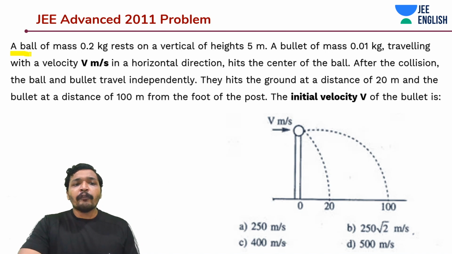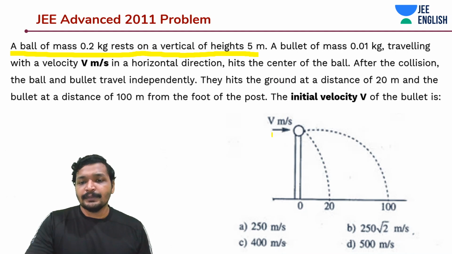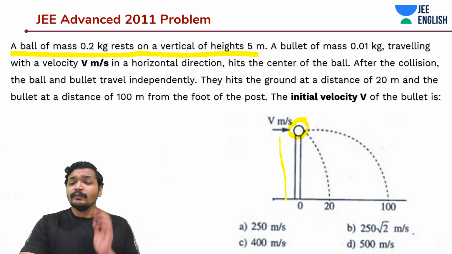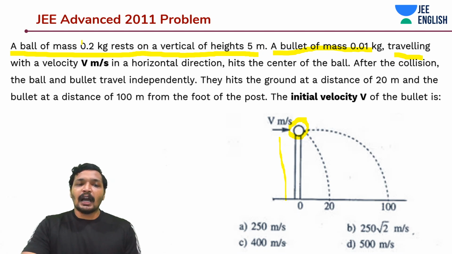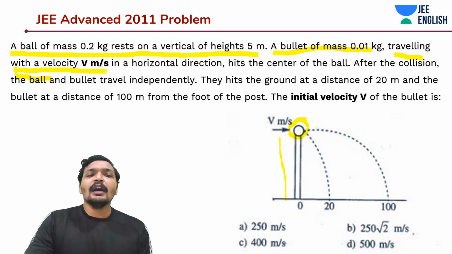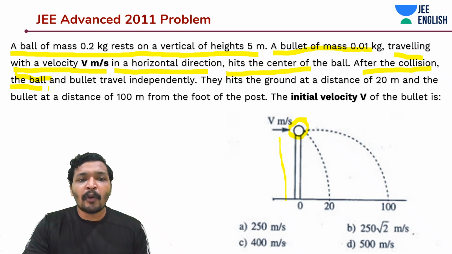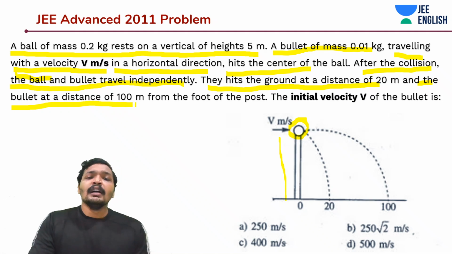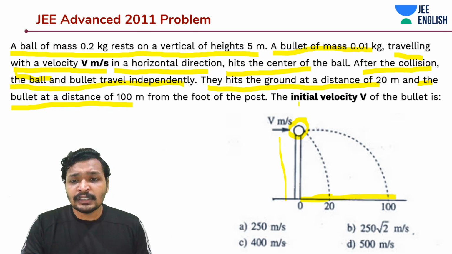So the question says a ball of mass 0.2 kg is at rest on a vertical height of 5 meters. Okay, there is a ball that is at 5 meters, and then there is a bullet of mass 0.01 kg, very light bullet, traveling with some velocity. I'm guessing it's a high velocity, in horizontal direction only, and hits the ball. After the collision, the ball and the bullet travel independently, and they both hit the ground, the ball at a distance of 20 meters and the bullet at a distance of 100 meters. Then the initial velocity of the bullet is.